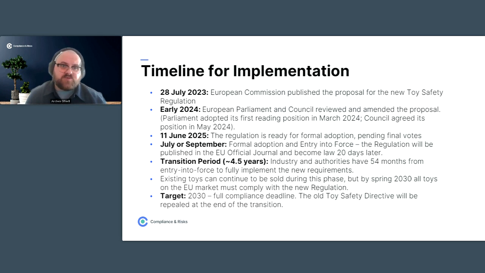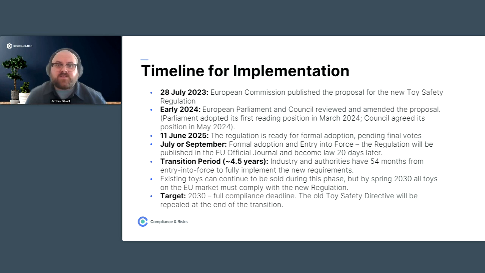So July 2023, the European Commission officially unveiled its proposal for a new toy safety regulation. So this is when the law was introduced. It explained all the intended changes we've discussed. Then throughout 2024, the proposal was debated and refined.